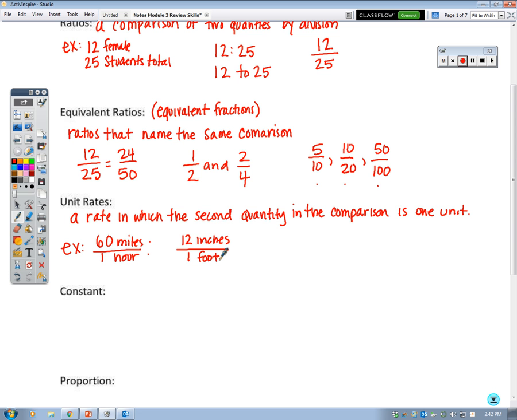All right, the next word that we're looking at is constant. A constant is a value that does not change. So if we look at our unit rate of 12 inches per 1 foot, that is a value that does not change. It is a constant unit rate.